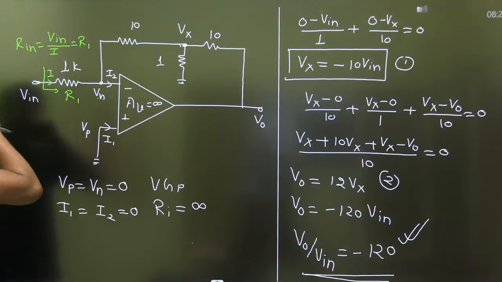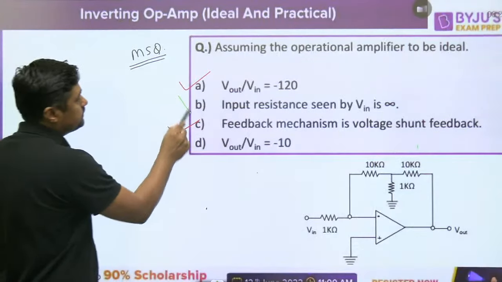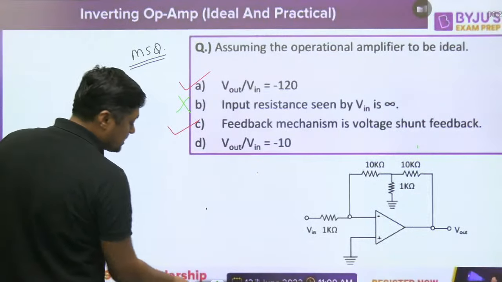One student asked me a doubt related to that diagram. Now I am going to explain that. So Rin is equal to R1. So that is wrong. So A and C is the answer for this question.